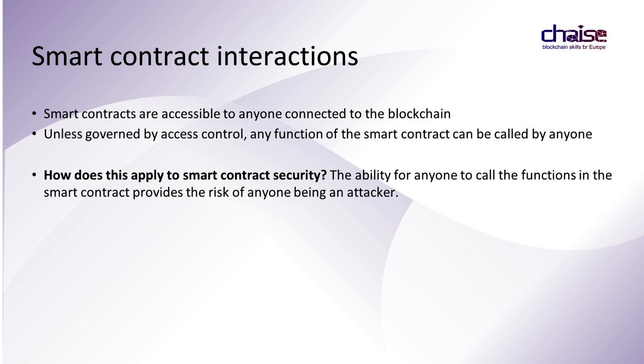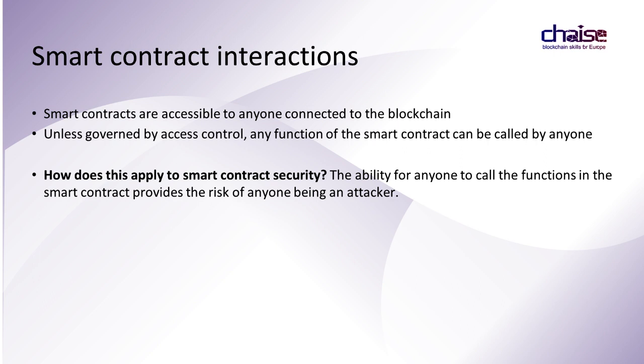Smart contracts are accessible to anyone connected to the blockchain. Anyone can find the bytecode deployed to the chain, the transactions related to it, and the events the smart contract emits. The smart contracts can often be verified, providing the source code in a human-readable format, and if they are not, the bytecode can be decompiled to provide one.